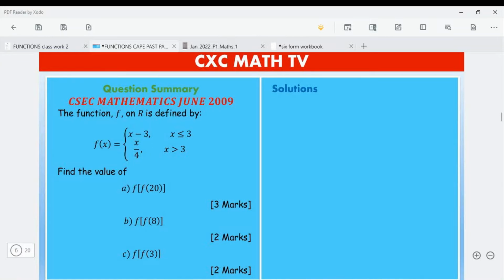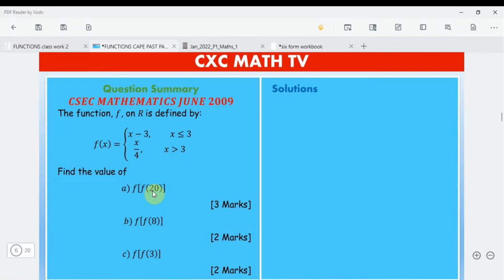Alright, so it says the function f on R is defined by f of x is x minus 3 when x is less than or equal to 3, or f of x is x over 4 when x is greater than 3. Find the value of f of 20.